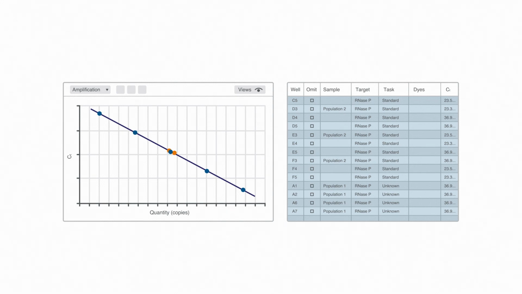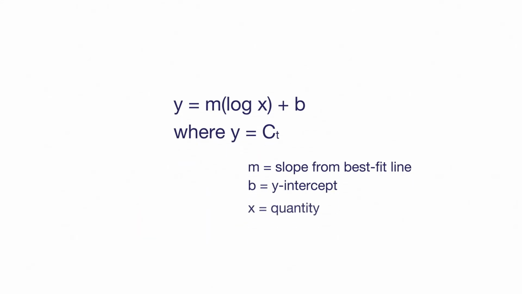For example, in this curve, I have 5 points, starting with 20,000 copies of my target as the highest concentration, going down to 1,250 copies. The standard curve plot is showing the input on the x-axis as log x and the CT values on the y-axis. Quantities are then determined from this equation.